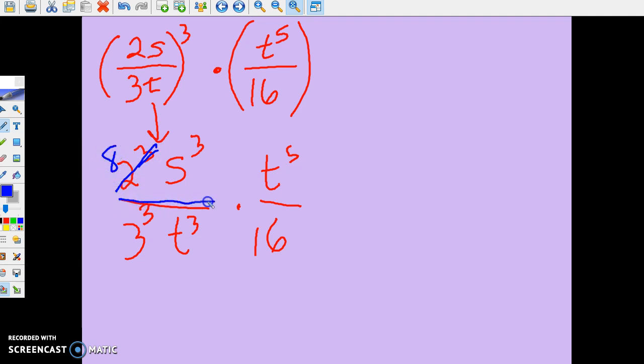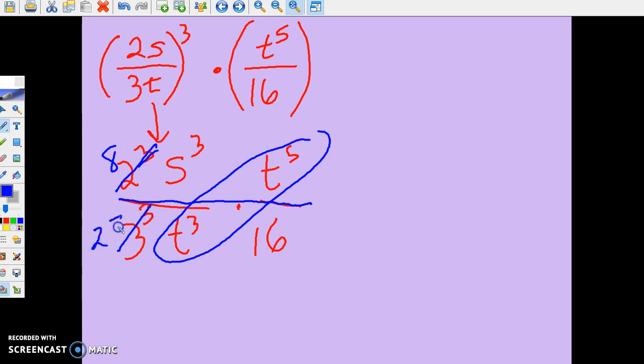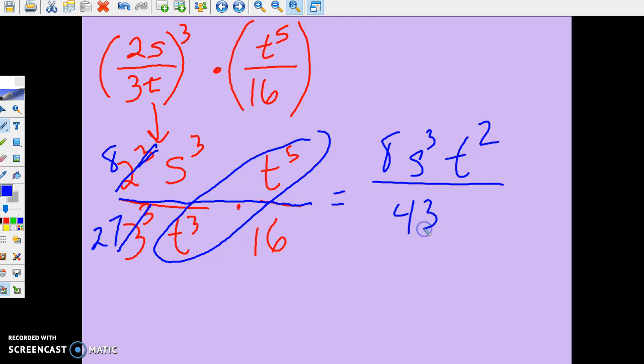Everything here can just be one big fraction because really that's what it is. You're multiplying everything together. Now you'll notice we have 3 to the 3rd power, which is 27. So if we see our bases of t to the 5th and t to the 3rd, we're going to subtract, and that's going to give me t to the 2nd. I still have s to the 3rd on the top, and I still have 8 on the top. And then on the bottom, I have 27 times 16. 27 times 16 is 432.